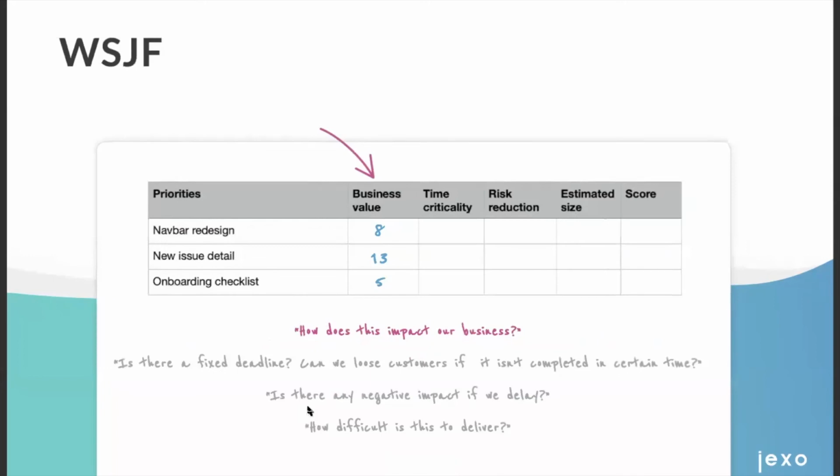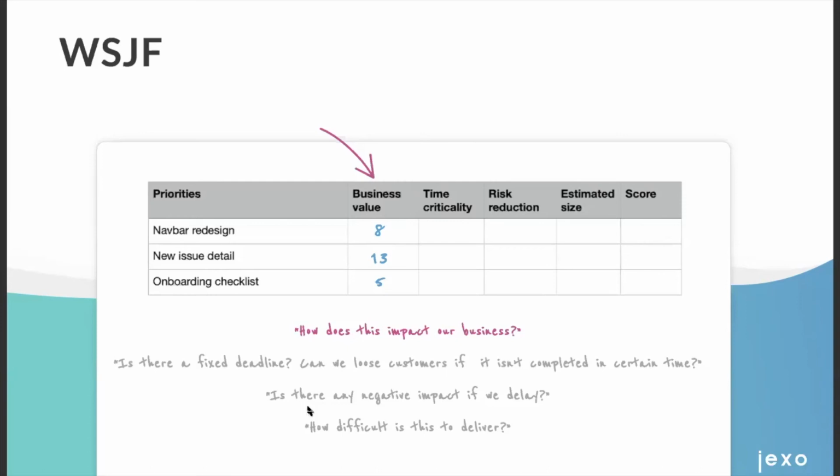And the last prioritization method we are going to look at is weighted shortest job first. As the title says, this framework is focused on identifying the tasks that are most critical to be completed to reduce the queues and save time. It's usually recommended for bigger projects and organizations that use a scaled agile framework.